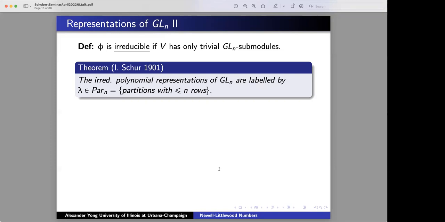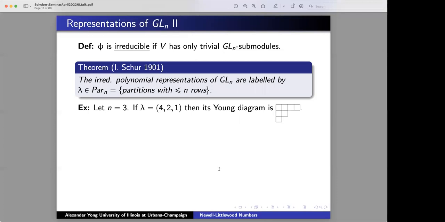Isaac Schur in 1901 in his PhD thesis, in fact, determined the irreducible representations of the general linear group, and he showed that they are in bijection with partitions with at most n rows. And in case you've never seen partitions, partitions are non-increasing sequences of positive integers, and we usually draw some Young diagram associated to it. But judging from the audience, I see you probably already knew that.